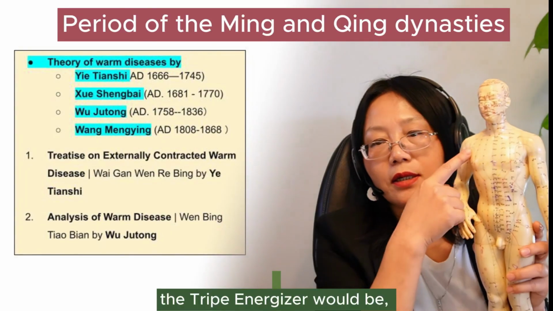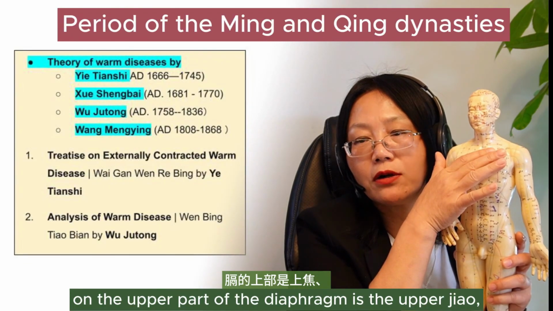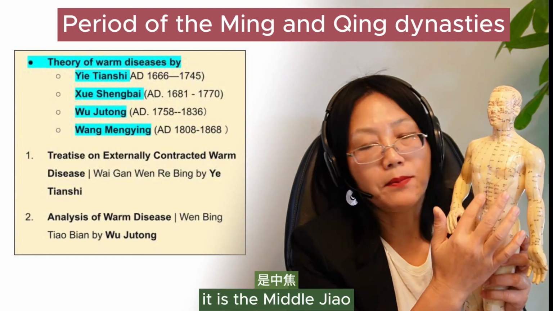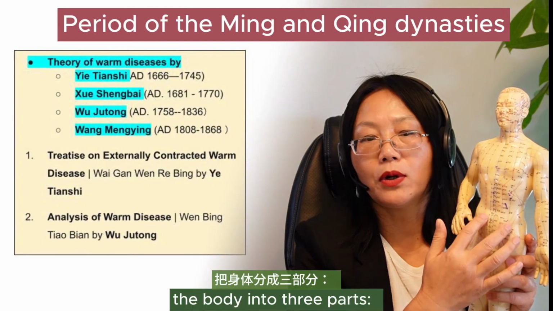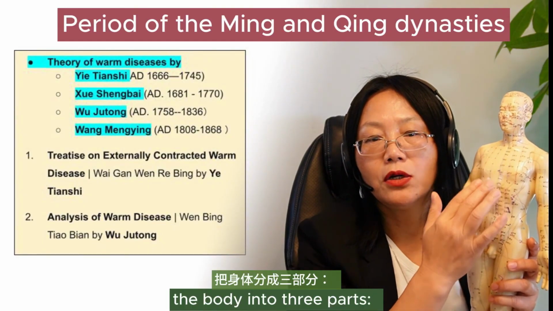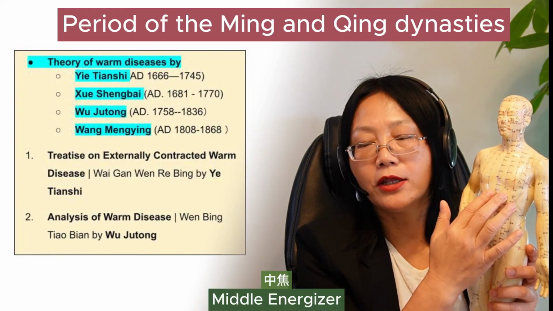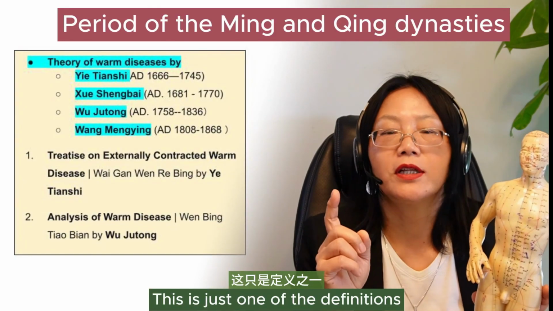The triple energizer would be, you see there's a diaphragm. On the upper part is the upper jaw. The middle, above the belly button, is the middle jaw. And the lower part is the lower jaw. So it just separates the body into three parts: upper jaw, middle jaw, lower jaw. Or upper energizer, middle energizer, lower energizer, or the triple energizer. This is just one of the definitions.